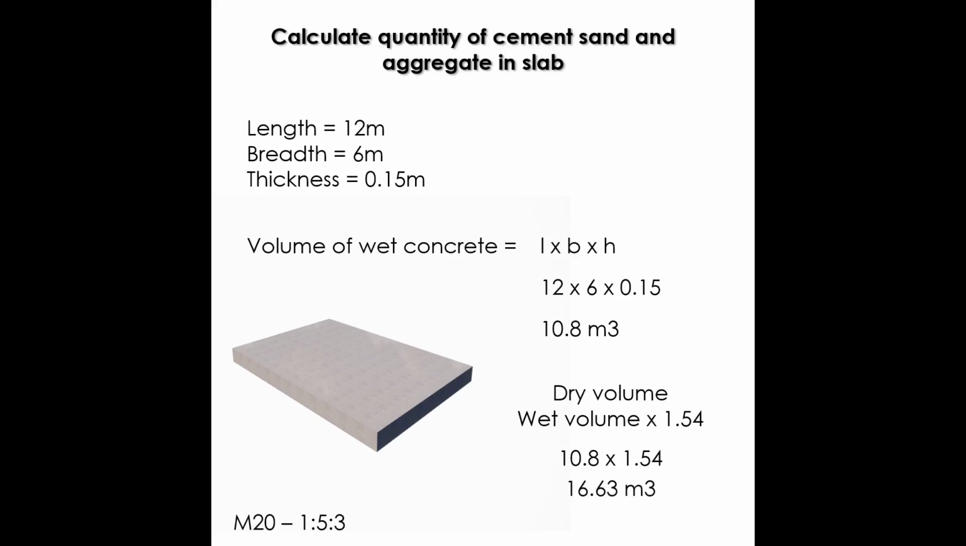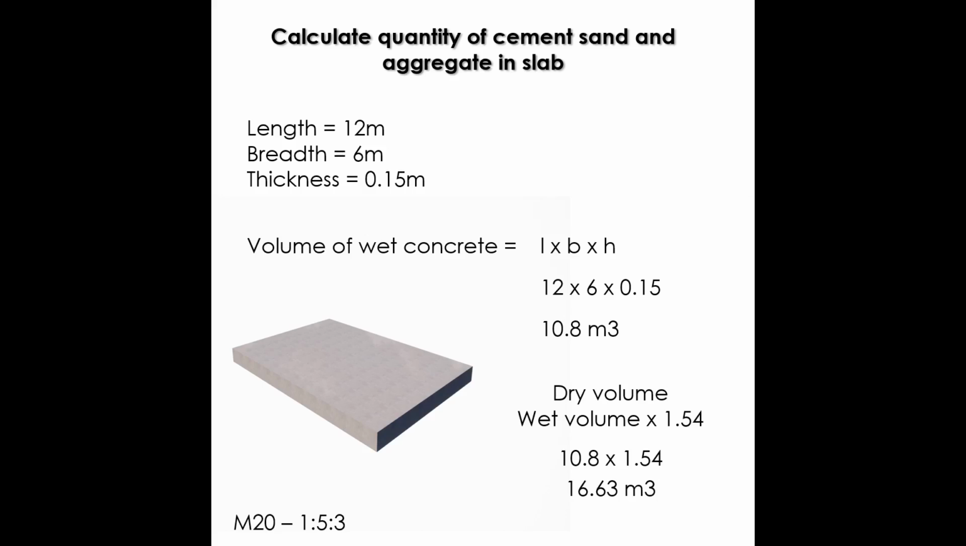Step 3. Choosing your mix ratio. The type of concrete you need depends on your project. Today we'll use a mix ratio of M20, 1:1.5:3. This ratio specifies the proportions of cement, sand, and aggregate. So for every 1 part cement, you need 1.5 parts sand and 3 parts aggregate.